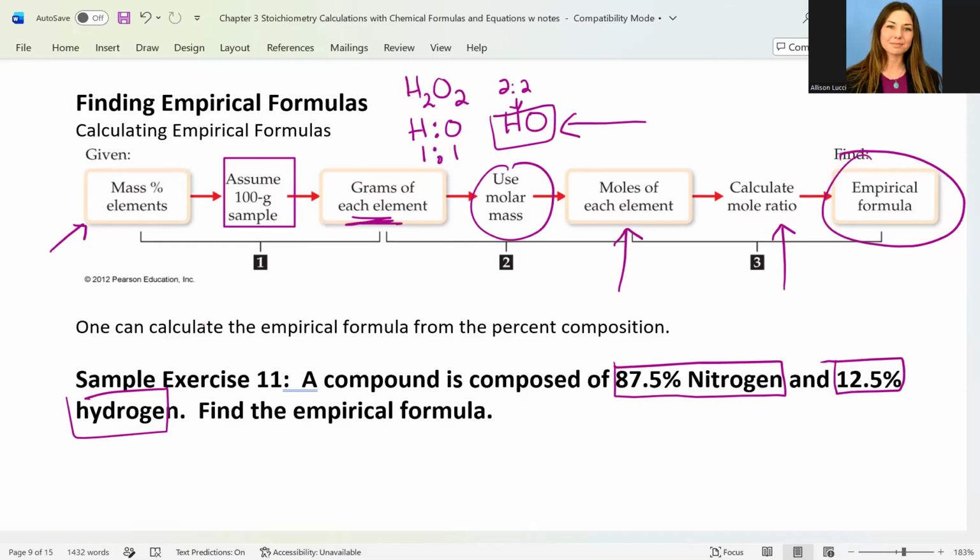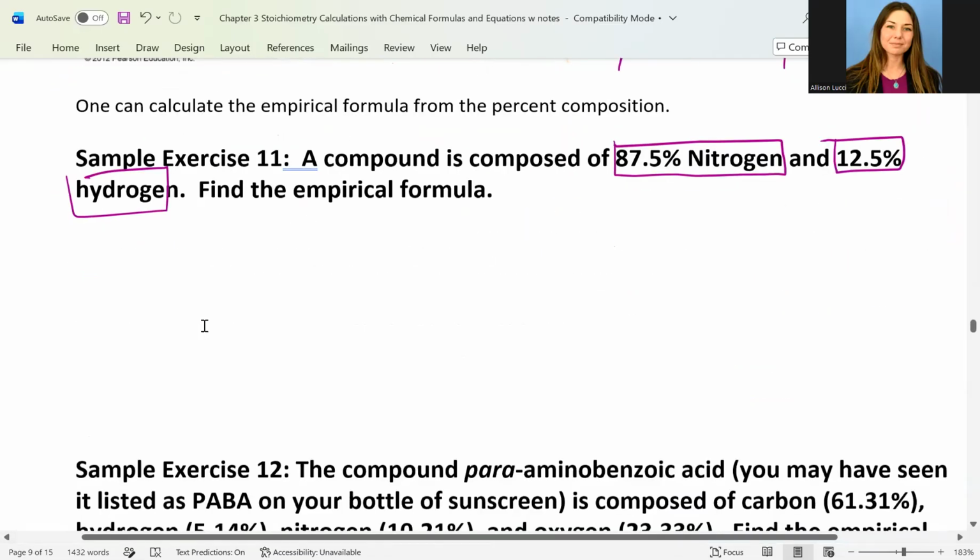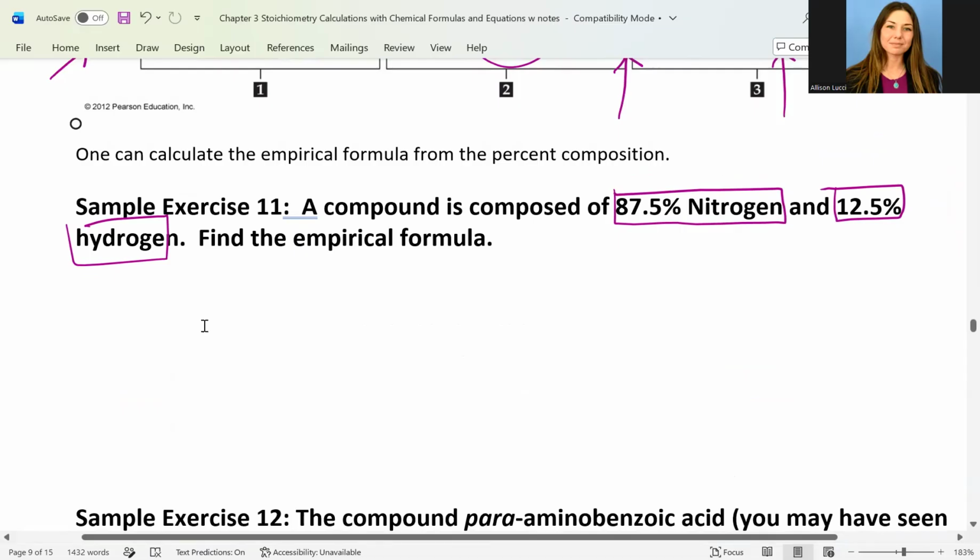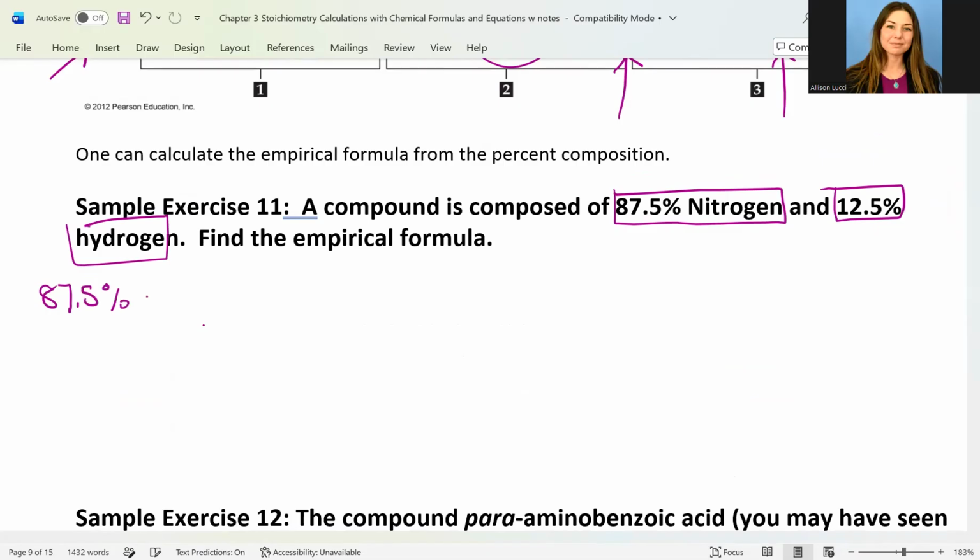So let's see if we can do that first here in sample exercise 11, and we're going to use that technique above. So we said that 87.5% we'll assume would be 87.5 grams out of 100, and that was for nitrogen. And then the other 12.5%, that's going to be hydrogen. So that's 12.5 grams out of 100.